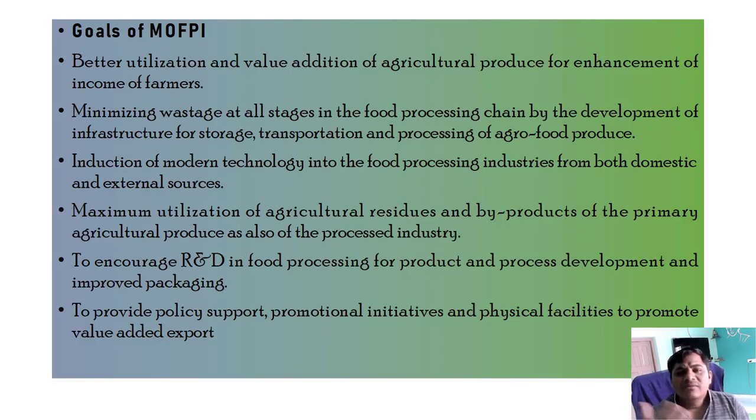A number of countries, we know, prefer the processed food. For example, from the Surat area, they have a very good amount of shrimp culture. In that particular Surat, they first process the shrimp, and after processing, they pack the processed shrimp and export. So the goal of the MOFPI, the Ministry of Food Processing Industry, is better utilization and value addition of agricultural produce for enhancement of the income of farmers.